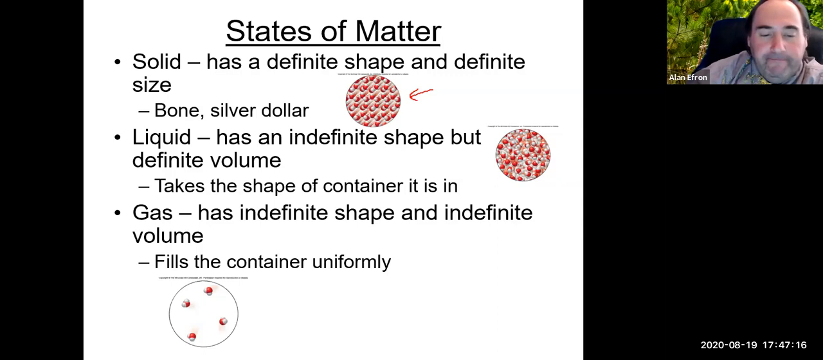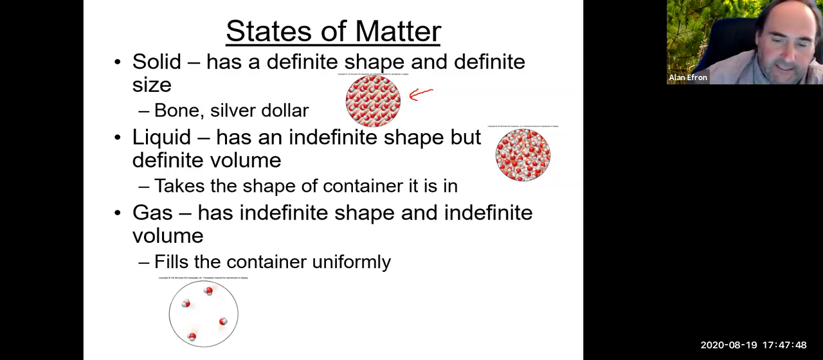Gas, on the other hand, has an indefinite shape and an indefinite volume. Because gases are constantly moving around, they pretty much will fill the container uniformly. As they're flying around, they're hitting the walls of the container. That's what causes the pressure that we associate with gases. They fill it uniformly because they are in constant motion, so whatever the volume of the container is, they will fill it uniformly.